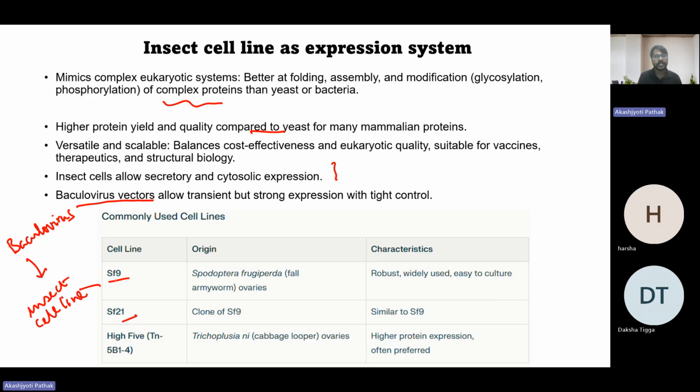Remember, SF9 and SF21 are the insect cell lines. You do not have to go into very much detail because you cannot remember the names of all the promoters that are there in baculovirus. But remember that for infecting the insect cell line, you need baculovirus vectors. In these baculovirus vectors, you have packed your gene of interest. You have cloned your gene of interest.